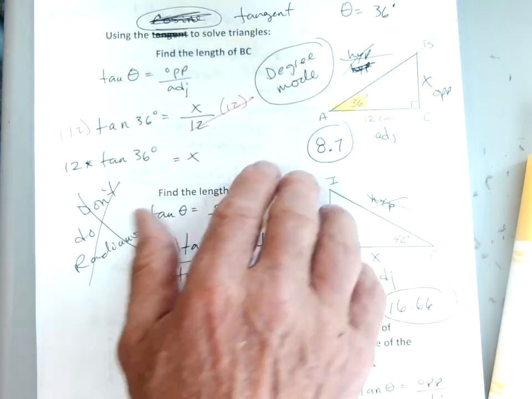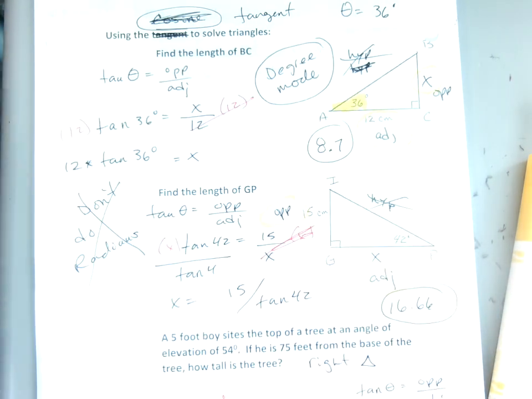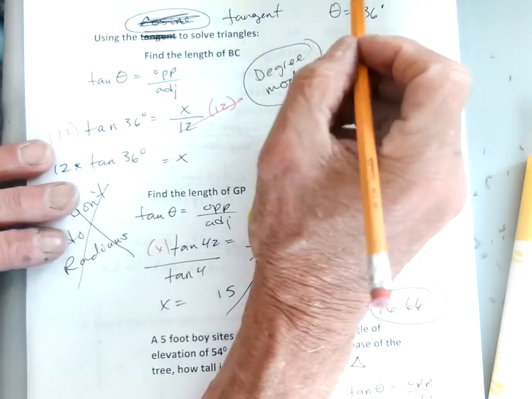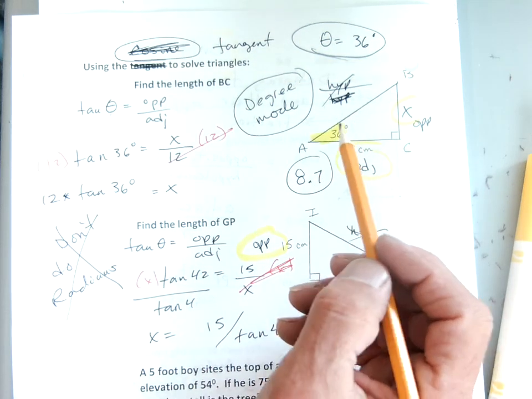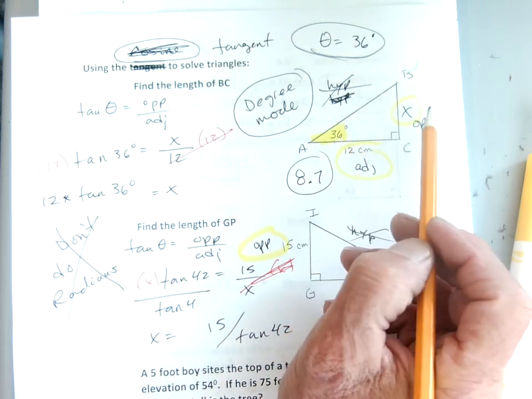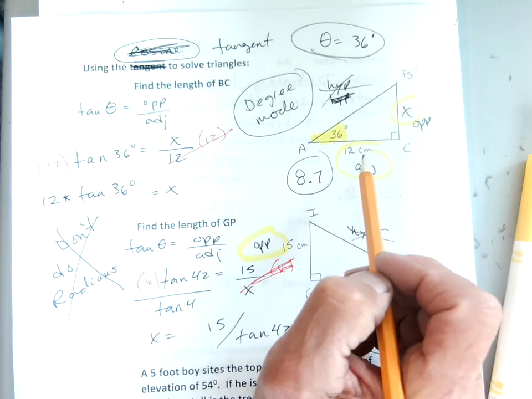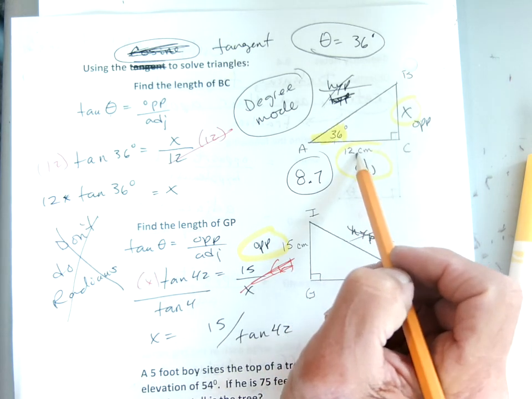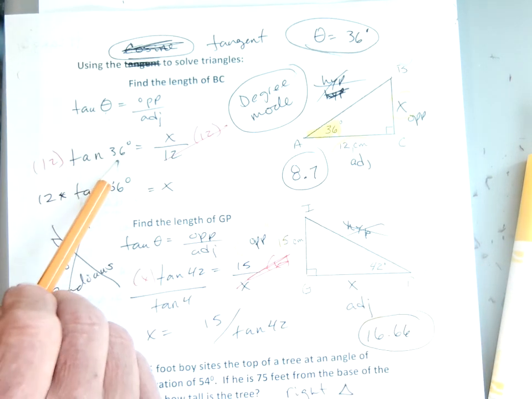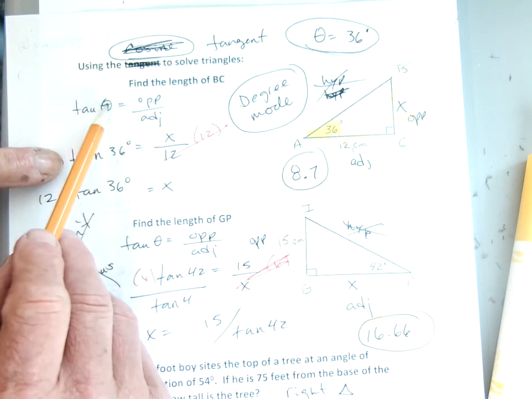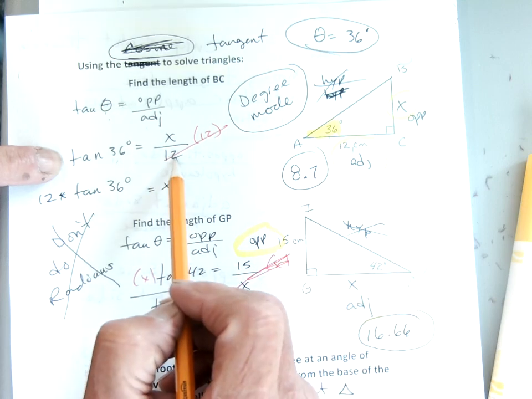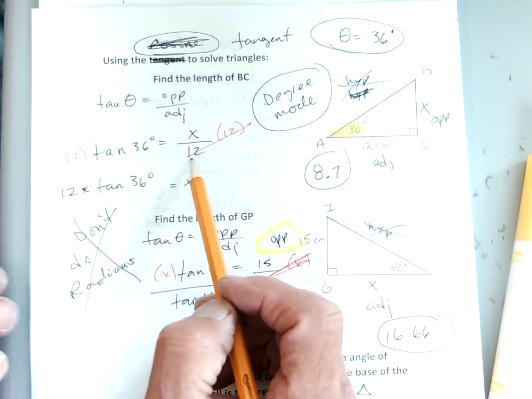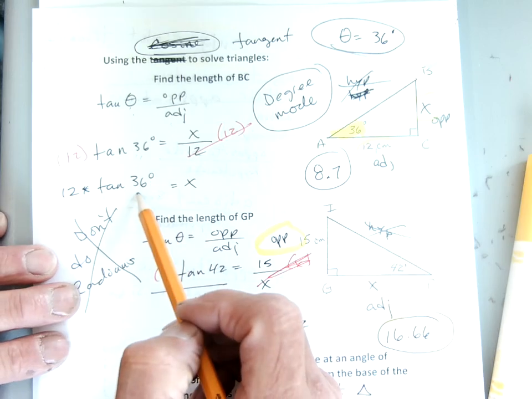Let's see why. Here's my angle, and theta is a symbol for angle. When you see the symbol, it means angle. We know that this is our angle, so that's my opposite side, which is BC, and the 12 is my adjacent. So I set it up. Use my tangent of theta. Theta is 36 degrees, so I put 36 there. My opposite side, I don't know, I call it x. My adjacent side is 12. To solve for this, I'm going to multiply both sides by 12. I get an answer of 12 times tangent of 36.